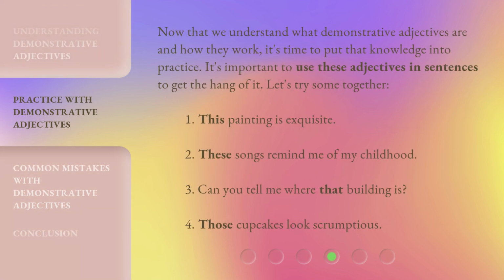Now that we understand what demonstrative adjectives are and how they work, it's time to put that knowledge into practice. It's important to use these adjectives in sentences to get the hang of it. Let's try some together. 1. This painting is exquisite. 2. These songs remind me of my childhood. 3. Can you tell me where that building is? 4. Those cupcakes look scrumptious.